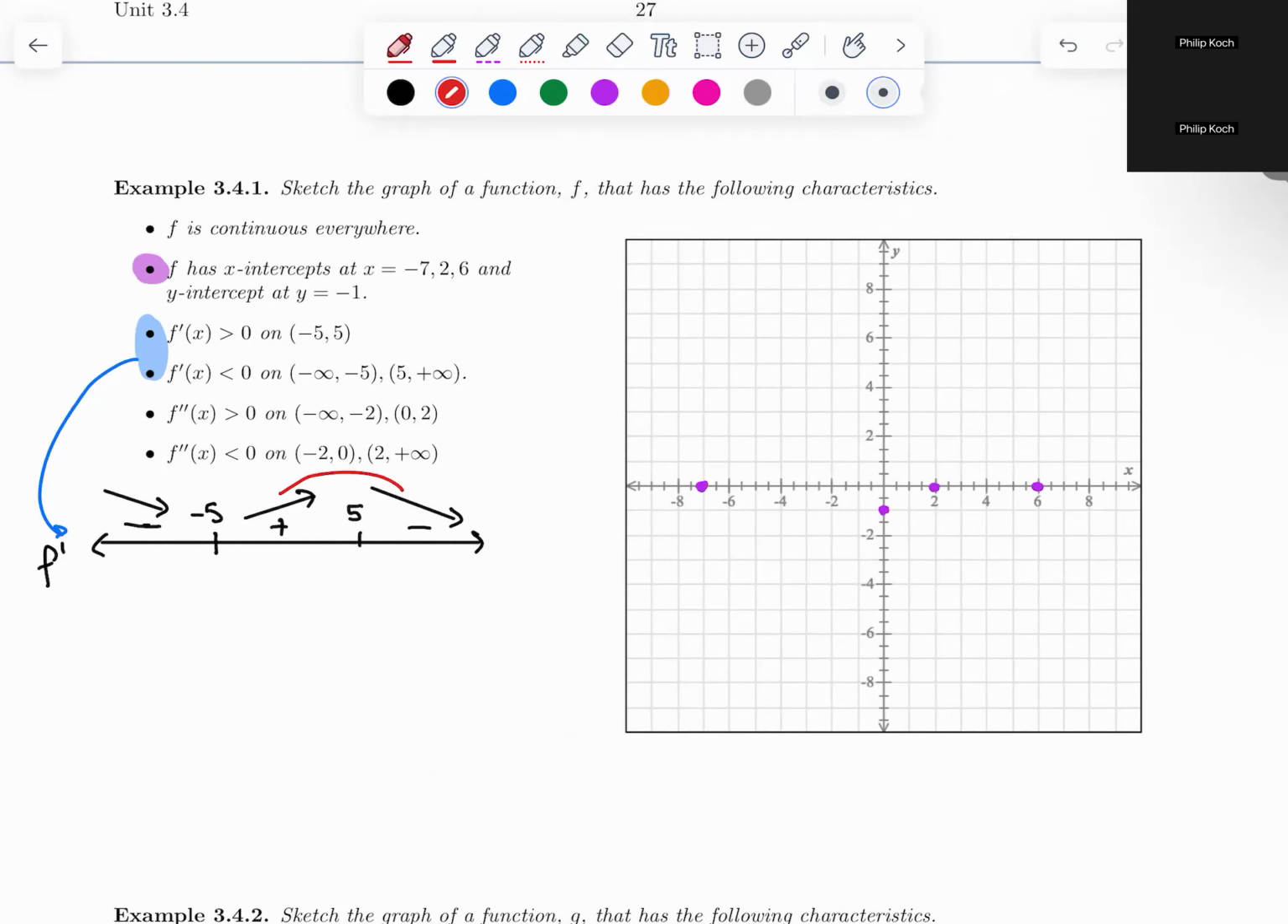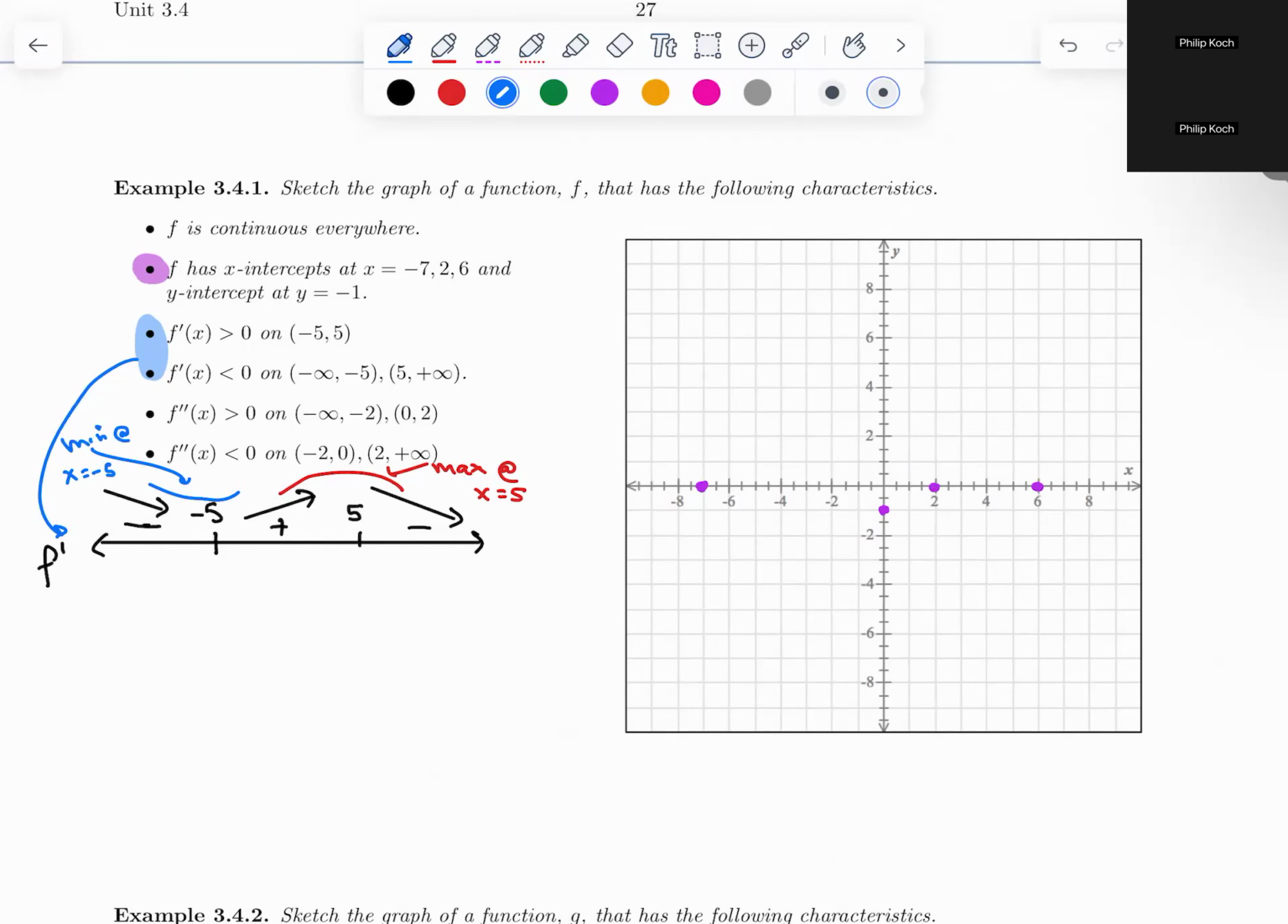So there's a max at x equals 5, and there's a min at x equals -5. So we've written a lot of stuff down, so let's recap what we've done here with the blue bullet points. We've taken the information given to divide up the interval based on the dividing values of all the interval pieces, which was just -5 and 5.